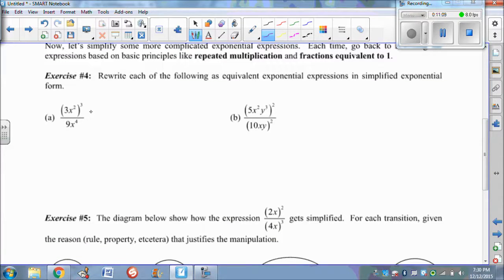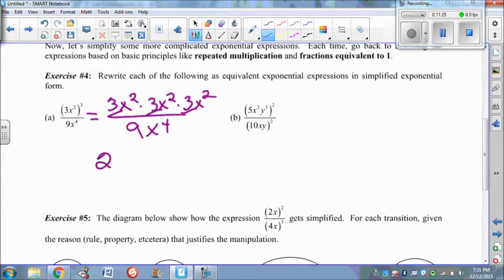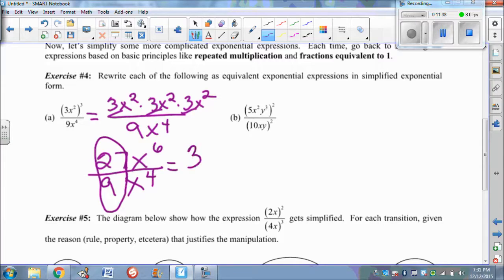So this next one, if I were to write this all out, I'd get 3x to the second power times 3, all over 9x to the fourth. Multiply those coefficients. So that's 27x, 2, 4, 6 of those in the numerator, over 9x to the fourth. So now divide those coefficients, and we end up with 3.